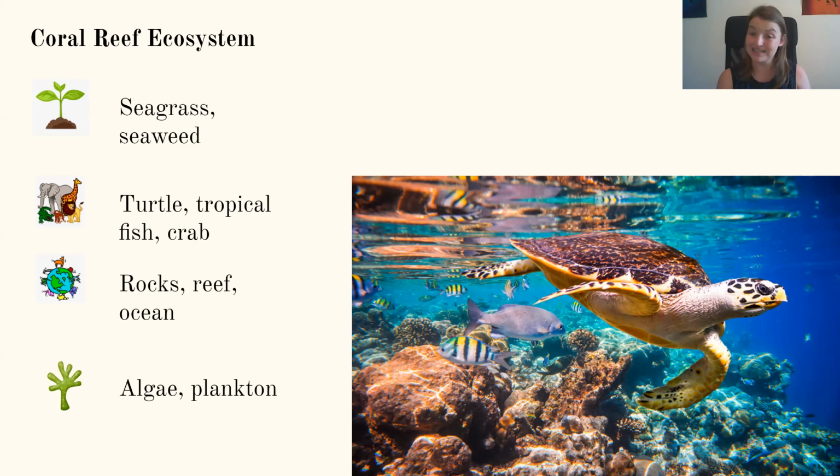So I've made a list here just from observing as a scientist, as a biologist. I have been able to look at this picture in detail and start to look at the components, the parts that make an ecosystem: the plants, seagrass, seaweed, animals, habitats, and the microorganisms.